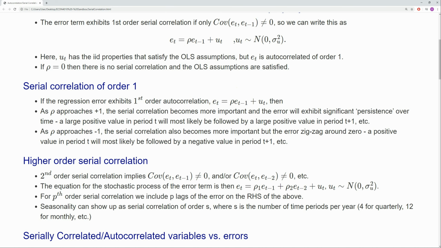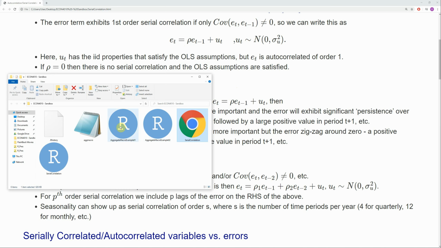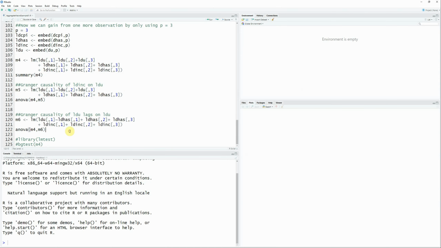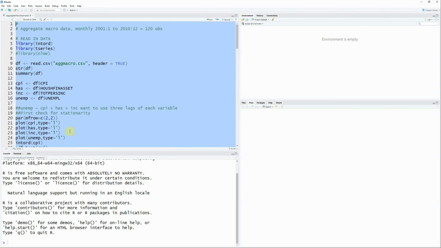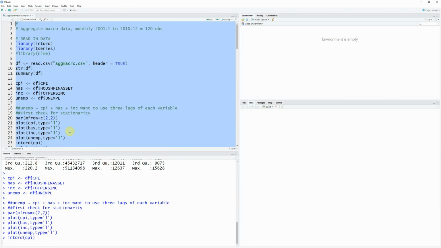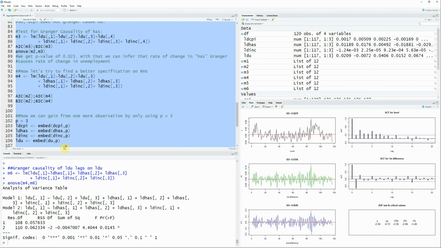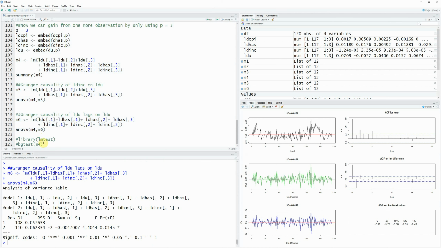Just as a reminder from the previous session, we had this aggregate macro example. Let's quickly run it to the end. We talked about the general-to-specific approach and used AIC, BIC, and ANOVA testing, and the concept of Granger causality, to come up with a good specification. At the end, model 4 ended up being our best model, and we said there is a final step, which is checking for serial correlation or autocorrelation, and this is where we want to do that.